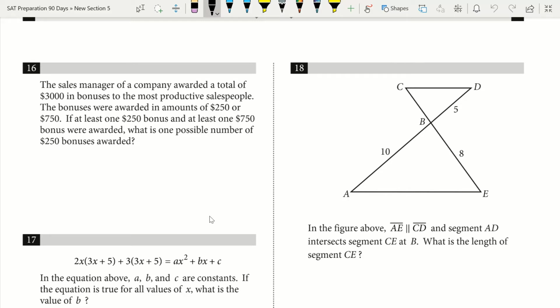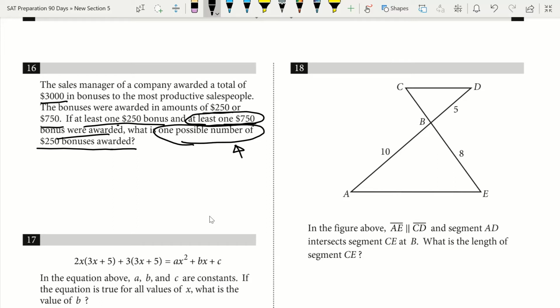So we have the sales manager of a company awarded a total of $3,000 in bonuses to the most productive salespeople. The bonuses were awarded in amounts of $250 or $750. If at least one $250 bonus and at least one $750 bonus were awarded, what is one possible number of $250 bonuses awarded? All right, so the key part here is that we only have to list one possible number of $250 bonuses awarded.